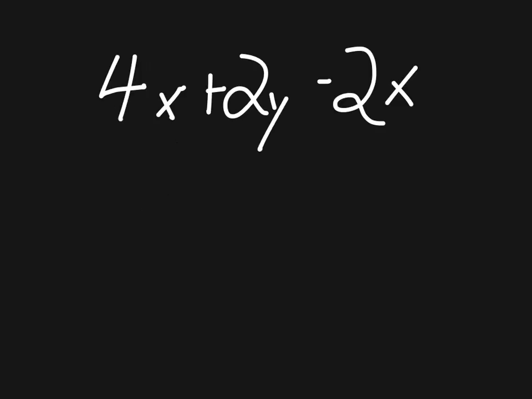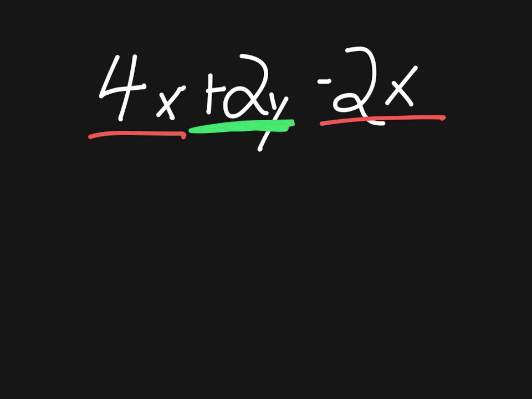Each one of these is considered a term. I'm going to underline all of the terms in this problem. I have 4x, I have positive 2y, and I have negative 2x. Those are all terms. What I'm going to do with those terms is I'm going to see which ones have something in common. You can notice pretty right off the bat that 2 of them have x's and the other one has a y. Because of this, I cannot combine this y with the other x's.